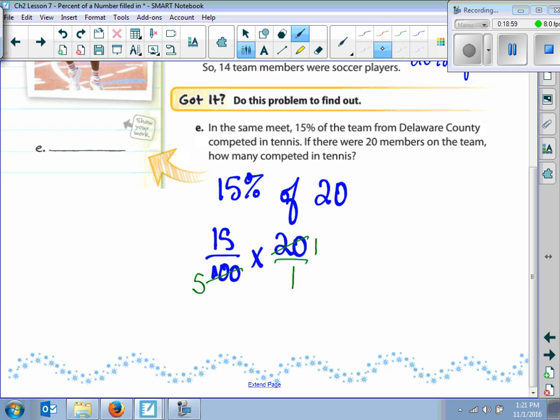Do you see anywhere else I can simplify? The 5 and the 15. You see that? So you can do some more. So 5 divided by 5 is 1. And 15 divided by 5 is 3. So now we can multiply straight across. And we have 3 times 1, which is 3, over 1 times 1, which is 1. So how many people competed in tennis? 3 people.